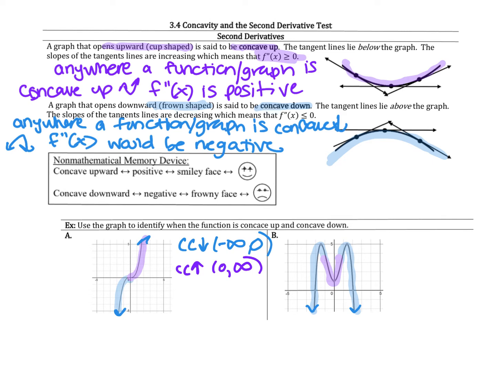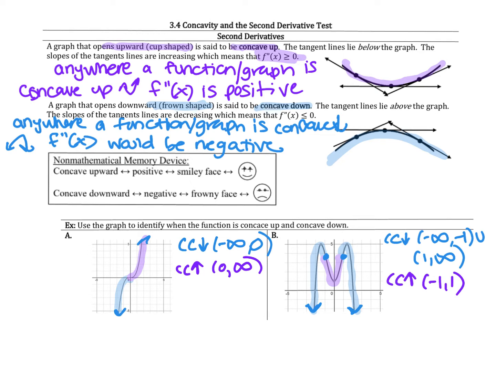On B, it looks like it is concave downward at both ends, which makes sense. This looks like it's a quartic function, something to the fourth power. I can't tell exactly where it changes, but let's say it changes around x equals -1 and +1. Again, we can't tell exactly from this graph, but we can say that it's concave downward from negative infinity to maybe -1, and from +1 to infinity. And it's concave upward, U-shaped, opening upward just between those two values.